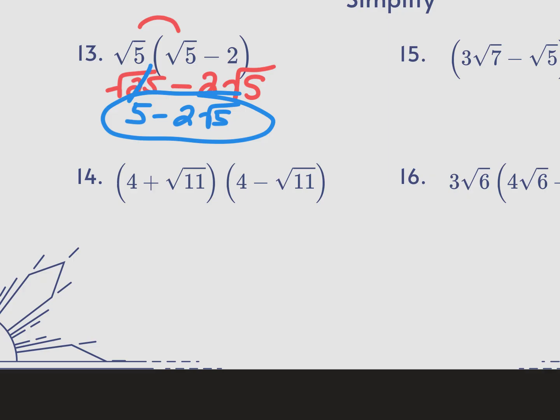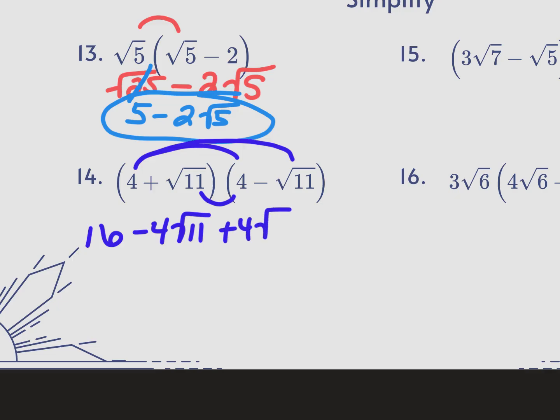First times first. So first times first, what's 4 times 4? 16. Then I say the outer one. So the first times the outer one. I have a 4 on the outside, a negative root 11 on the inside, so we just stick it together. Minus 4 square root of 11. Now we're going to do the inside ones. It's a positive 4 with a square root of 11 attached.